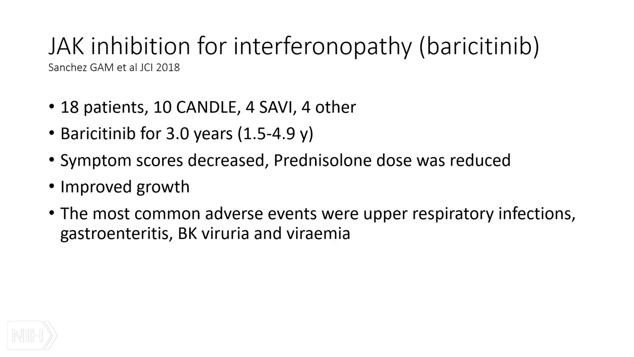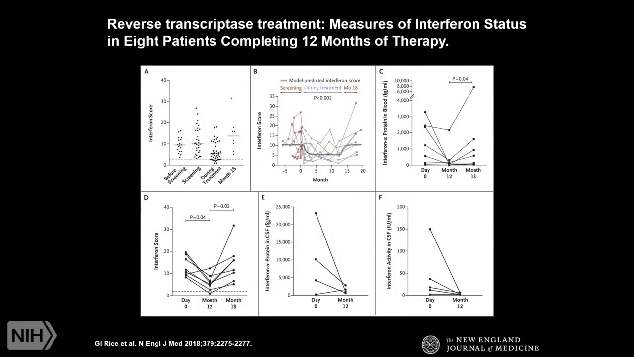Baricitinib for 3 years. Symptom scores decreased, so the patients felt better. Prednisolone was weaned, and they had better growth. They had some infections, gastroenteritis and opportunistic virus infection, BK viruria and viremia. And my patient who was involved in that trial, one of them died with BK viremia as part of the feature. This is the data from Yannick Crow's group published this year or just last year in the New England Journal of Medicine.